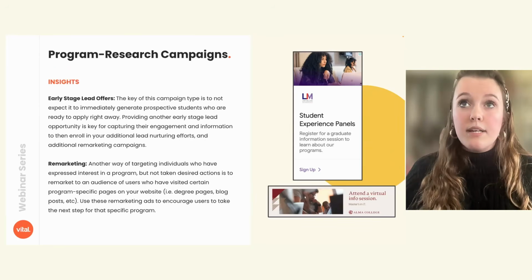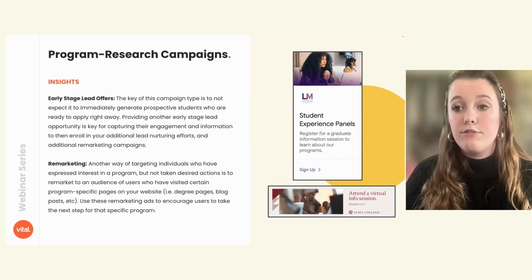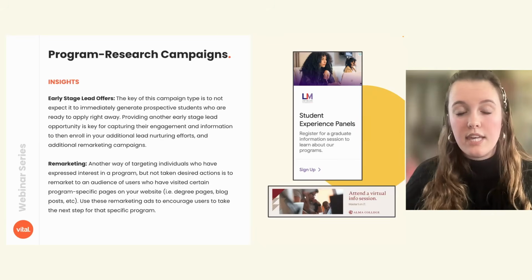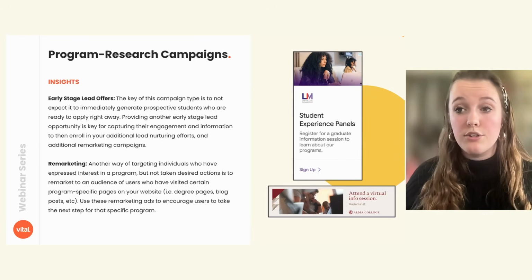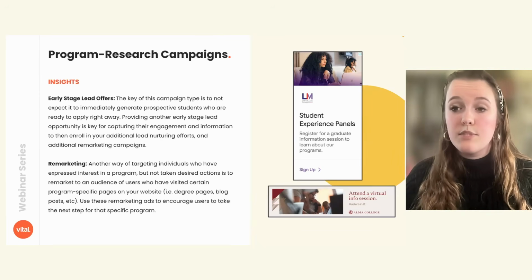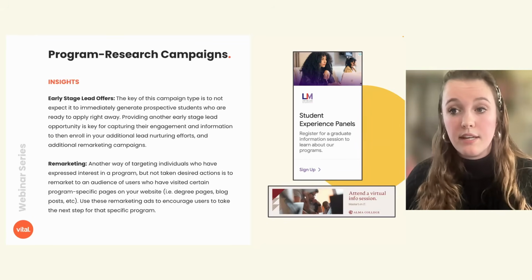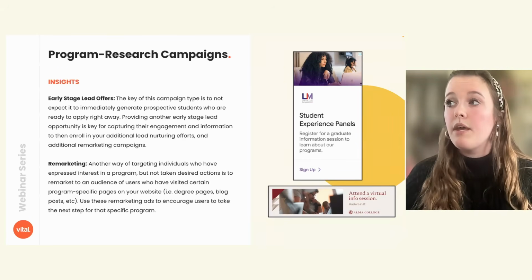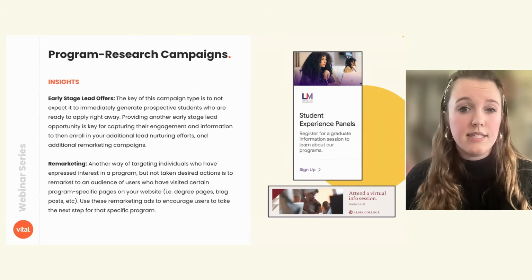So typically, we will run this as an ebook offer for any type of degree comparison. For example, maybe the ebook is focused on different individual degrees that a specific program in your university offers. It could also be like these examples on the right in terms of a student panel. Again, gated content, we're asking the students to submit their information and their contact info. Or it could be a virtual info session, a webinar, any sort of content that's kind of in the middle.